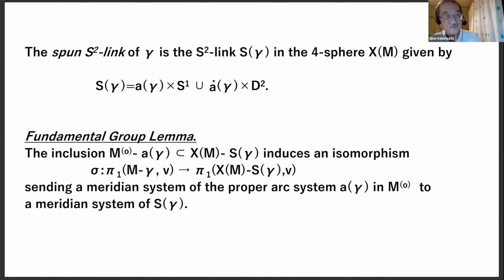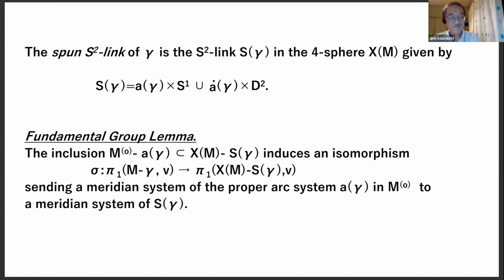The spun S2 link of gamma is an S2 link S gamma in the four-sphere X M, given by S gamma, A gamma cross S1 union A dot gamma cross D2. It is just a union of two pieces.